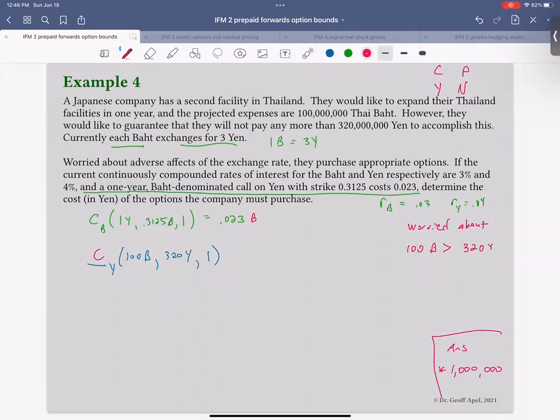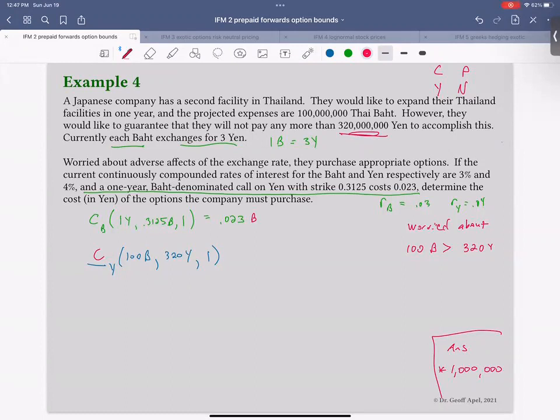Okay. Now the other way to think about it is actually so simple. A call is an option to buy and a put is an option to sell. And we can think of this as, okay, if I'm in Japan with 320 million yen, what am I trying to do with these yen, or these baht? Am I trying to buy them, or am I trying to sell them? And I guess in this case, I would like to buy them at some point in the future.